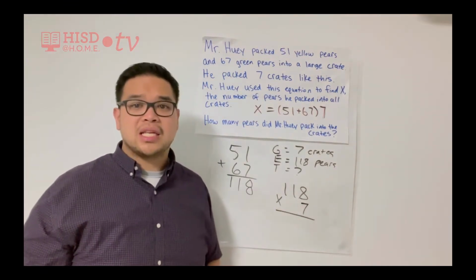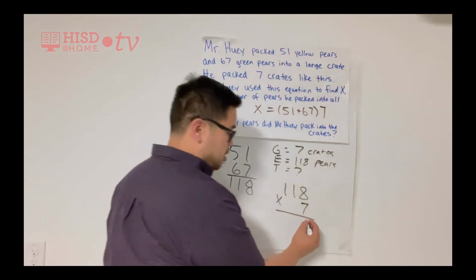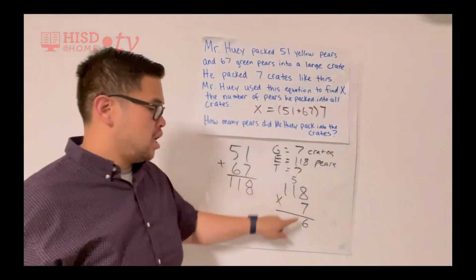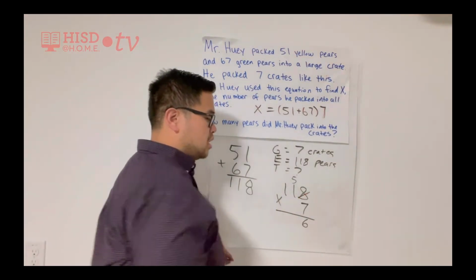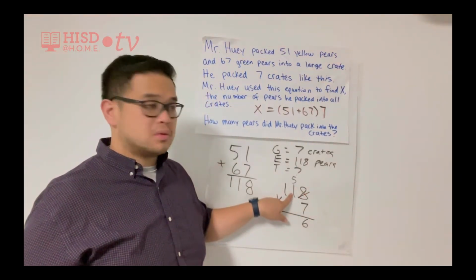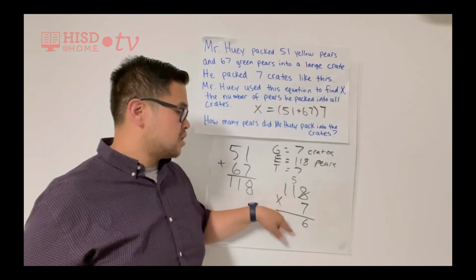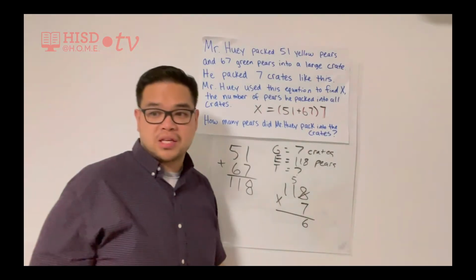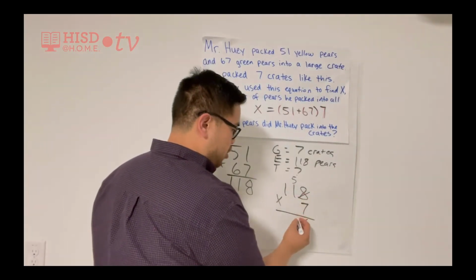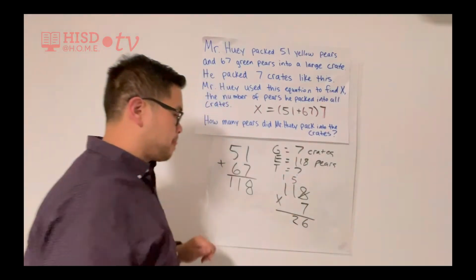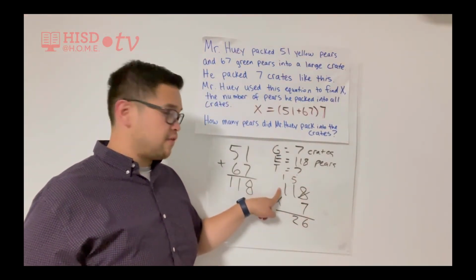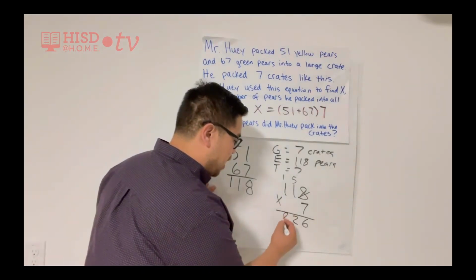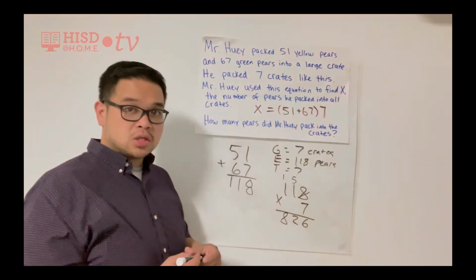Seven times 8 is 56. There's my 6, and then my 50 up here. And because I'm done with 8, I'm going to cross that out. 7 times 10 gives us 70. Plus the 50 gives us 120. 7 times 100 is 700. Plus 100 is 800, which gives us 826.